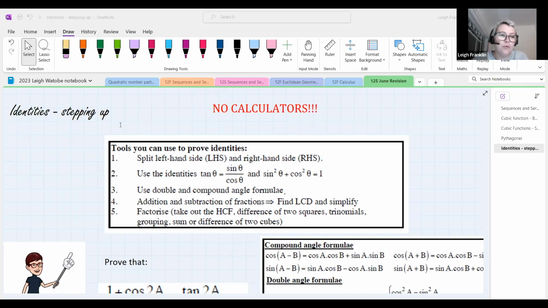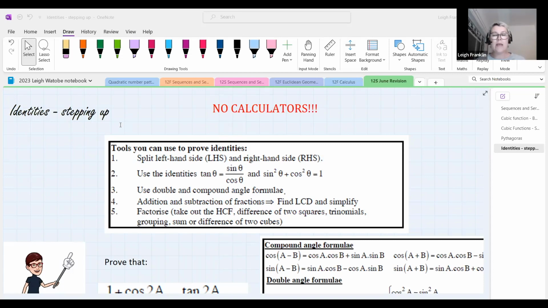Just some tools that we can use when we want to prove identities. All right, so an identity is not an equation. Okay, so you cannot treat it like an equation. In an equation, we're allowed to do something to the left-hand side, provided we do the same thing to the right-hand side. An identity doesn't work like that. We are either working with the left-hand side or with the right-hand side. So we have to split them apart. So we cannot work with the left-hand side and the right-hand side simultaneously.